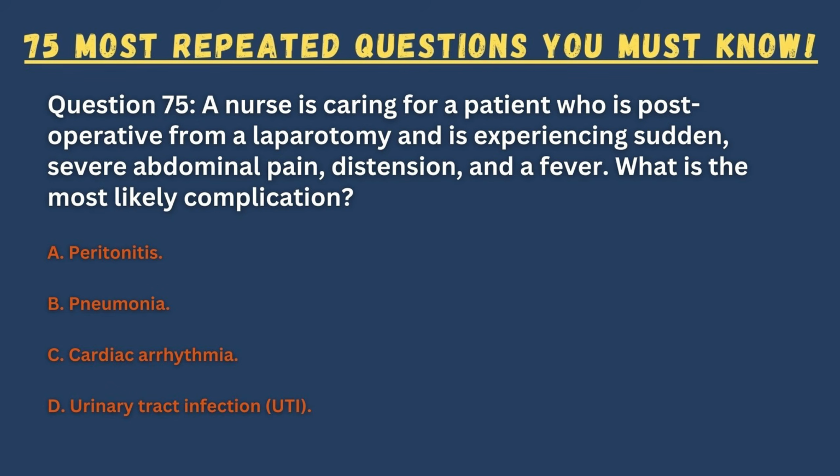Question 75. A nurse is caring for a patient who is post-operative from a laparotomy and is experiencing sudden, severe abdominal pain, distension, and a fever. What is the most likely complication? A. Peritonitis. B. Pneumonia. C. Cardiac arrhythmia. D. Urinary tract infection, UTI.